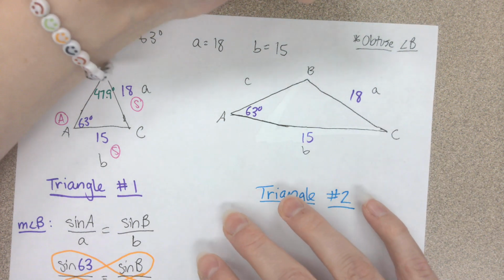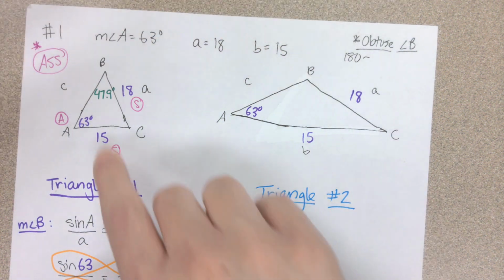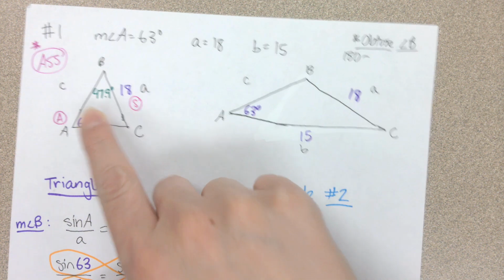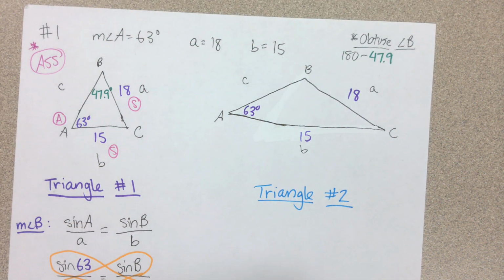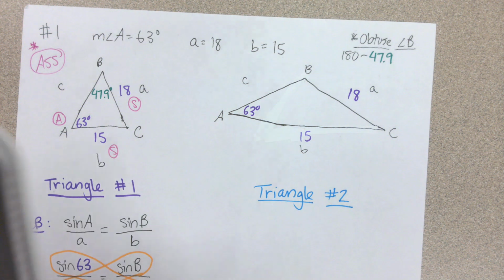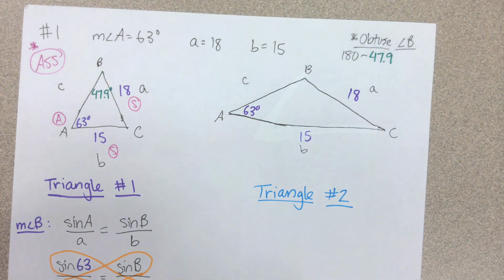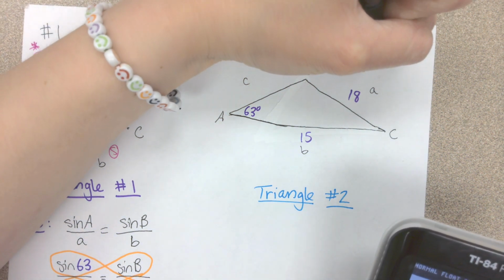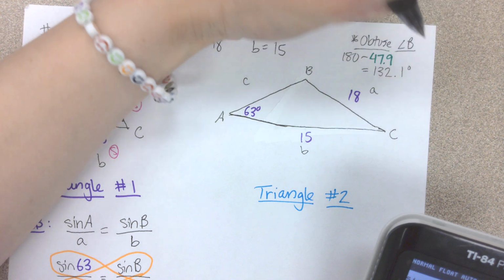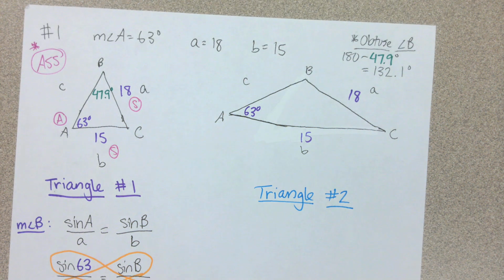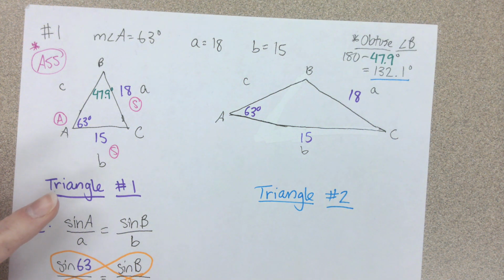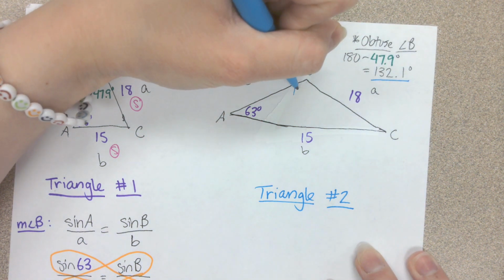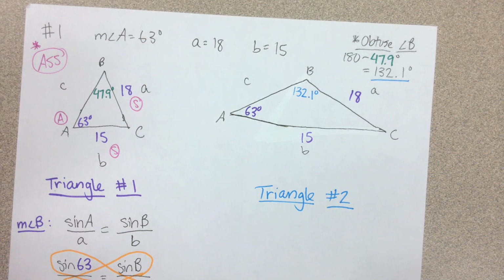Okay, so what we do, if you remember, is we do 180 minus what we got for the original B value, 47.9, and we get 132.1. So that means angle B is 132.1 degrees.